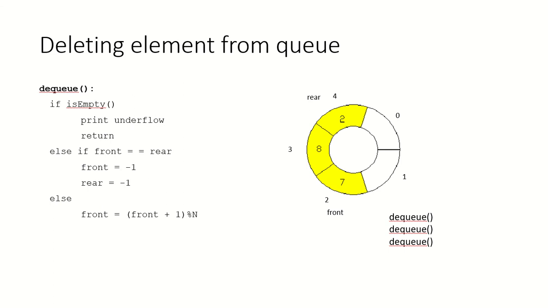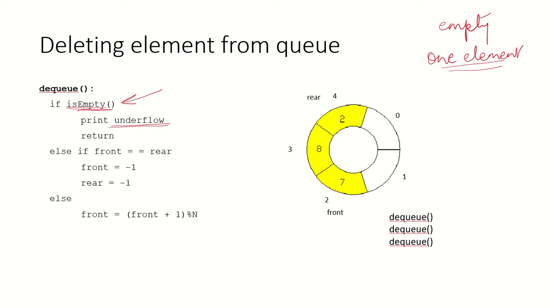Let's see how we can delete an element from the queue. When we are deleting, again we have to check whether it is empty or not, or the other case would be that there is only one element in the queue, and in this case, after deletion, the queue would become empty. So the first is to check whether it is empty or not, and if it is empty, we will print that it is an underflow condition and no more elements can be deleted from the queue.